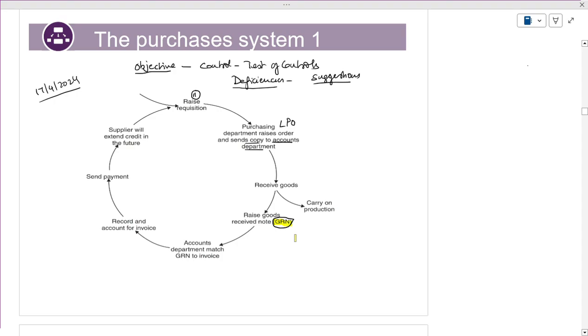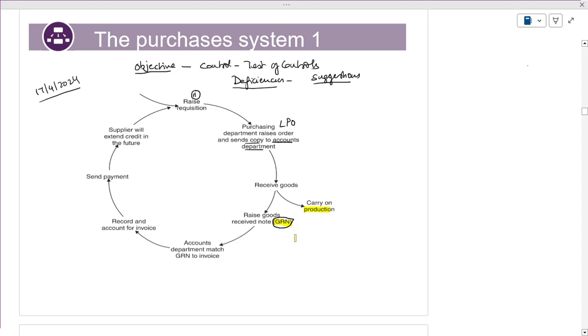Again I am saying, you are raising a request, you are raising a purchase order. Once you raise the purchase order, you receive the goods and send it to the production. Now, you have to make the payment also. On what basis are you going to make payment? Very important: there should be evidence that you have received goods. There is a GRN, goods received note. Keep it in mind. This is very important for understanding.